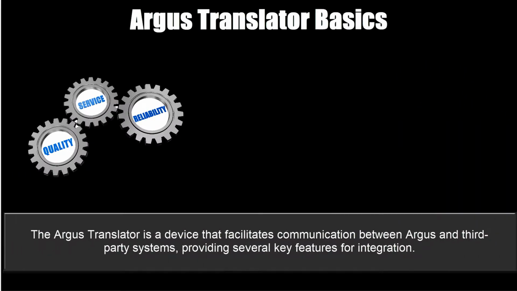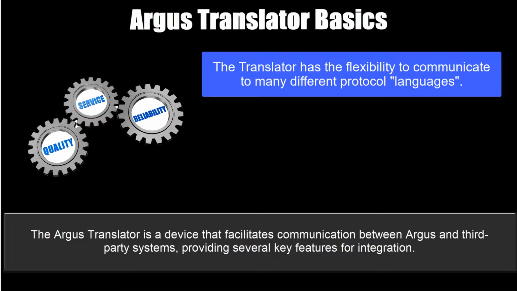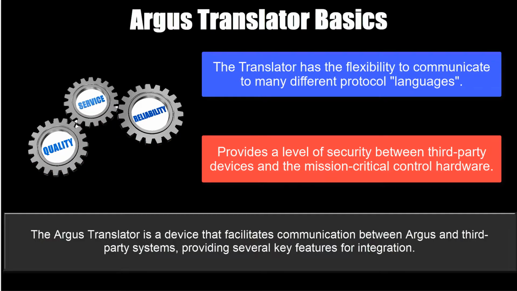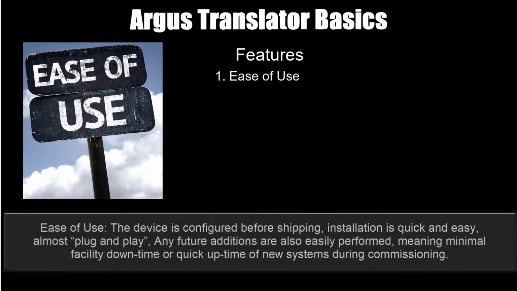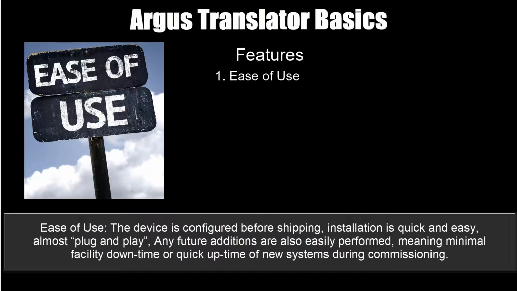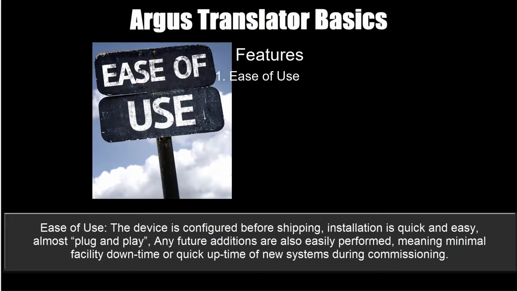The Argus Translator is a device that facilitates communication between Argus and third-party systems, providing several key features for integration. The translator has the flexibility to communicate to many different protocol languages. It provides a level of security between third-party devices and the mission-critical control hardware. Features: ease of use. The device is configured before shipping. Installation is quick and easy, almost plug and play. Any future additions are also easily performed, meaning minimal facility downtime or quick uptime of new systems during commissioning.